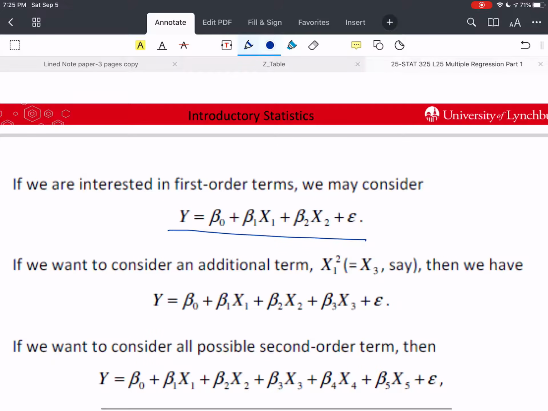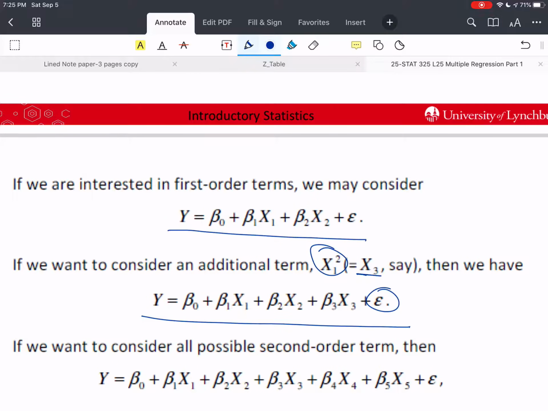If we want to consider an additional term, let's say x1 squared, we'll probably call it x3. And then our equation looks like this. Notice that we always have our error, because that's a statistical model. Without it, it's a deterministic model, and that's not what we're talking about in this class.